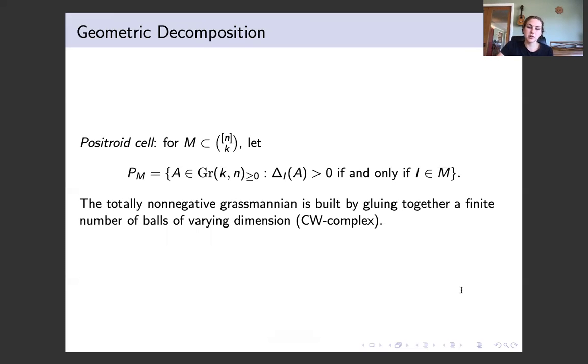Then we can build the totally non-negative Grassmannian by gluing together these positroid cells. And each positroid cell is isomorphic to a ball, and they can be of varying dimension, all less than or equal to n.